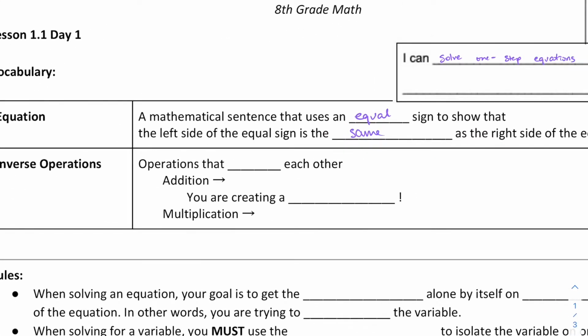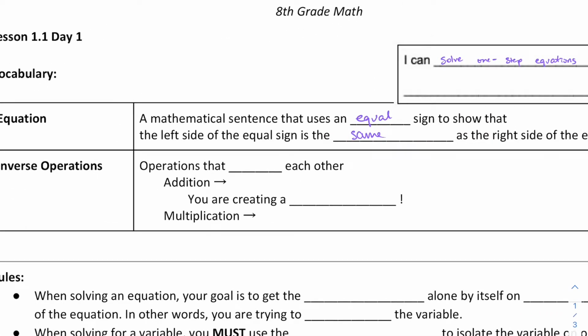What are inverse operations? Inverse operations are operations that undo each other. The inverse of addition is subtraction, and you'll hear me talk about a zero pair quite frequently when dealing with inverse operations. The inverse operation of multiplication is division.